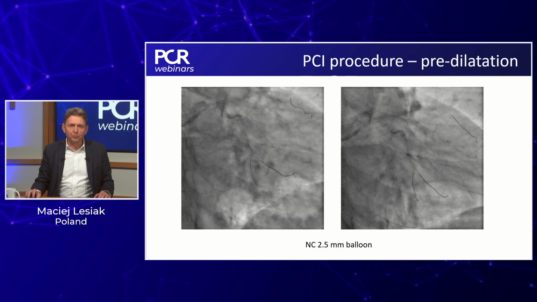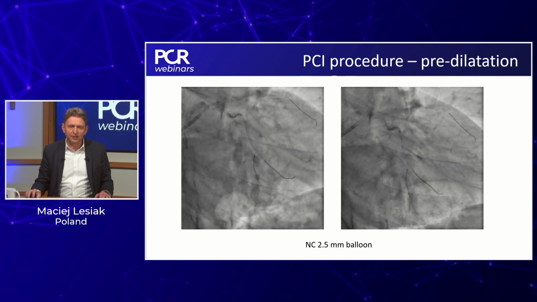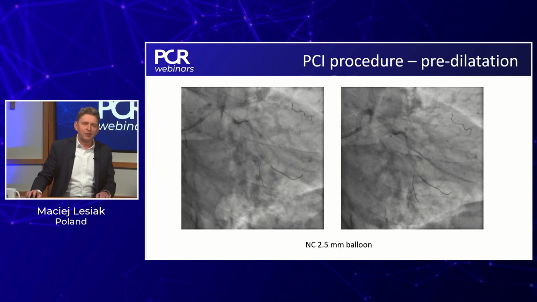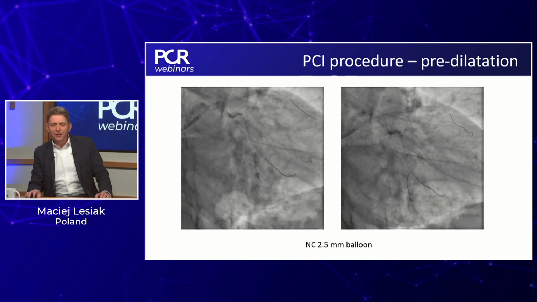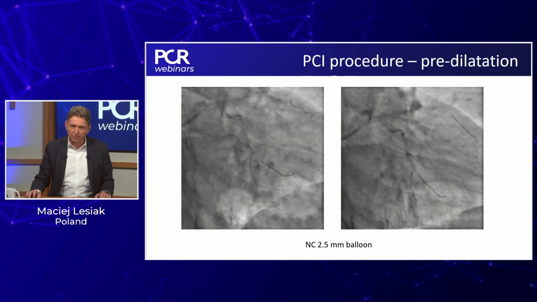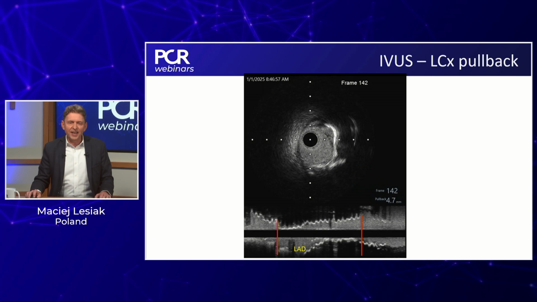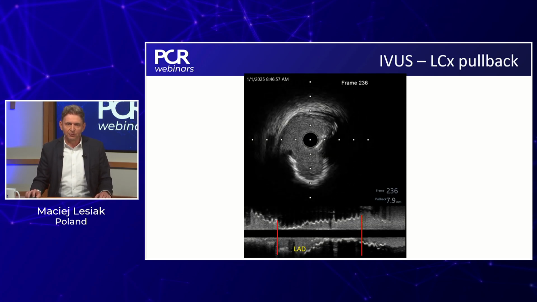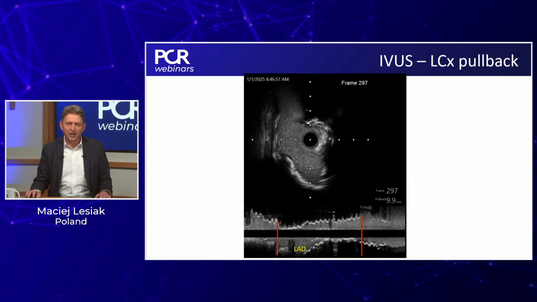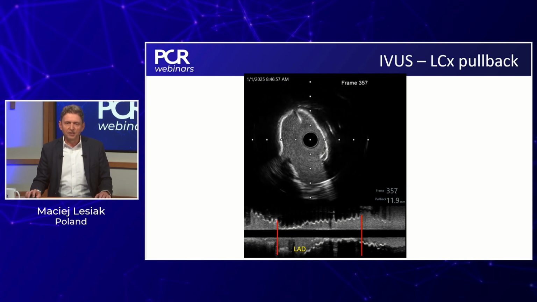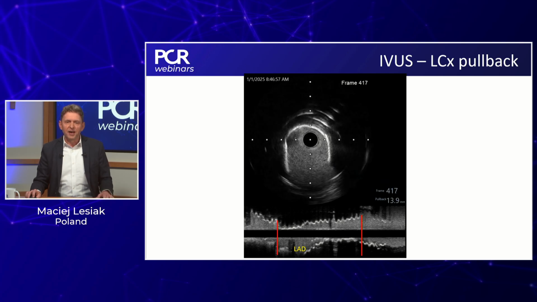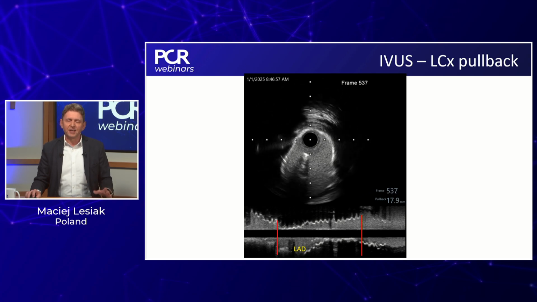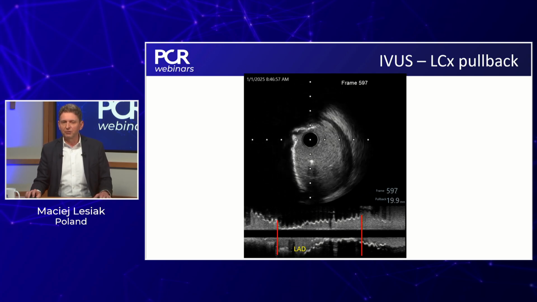Then we managed to predilate with an NC 2.5 balloon, because there was still an issue with delivering the IVUS catheter. So we predilated with the 2.5 balloon, and then we were able to get the IVUS down. So you see a very calcified vessel, like 270. Now you see the bifurcation, and the left main is also very calcified, but there is no significant stenosis in the left main.